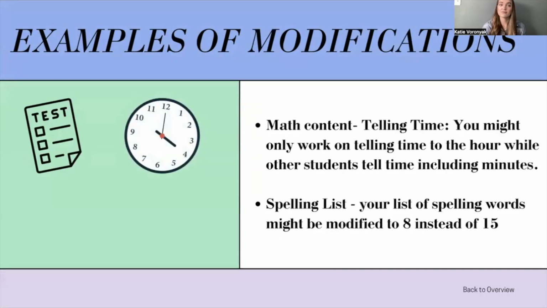Let's look at some examples of modifications. Like I said before, a modification changes what's being taught. An example could be if we're talking about math content, math curriculum, math material. Maybe your teacher and your class are working on telling time. To make a modification, your teacher might have you only work on telling time to the hour while other students are telling time, including minutes.